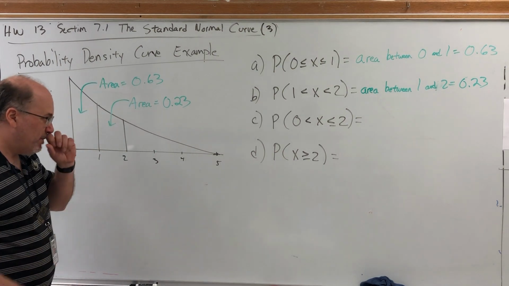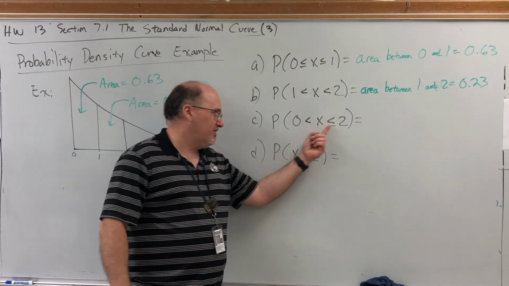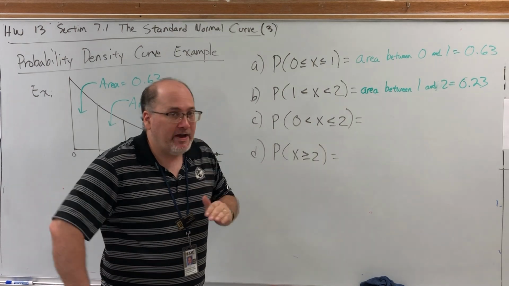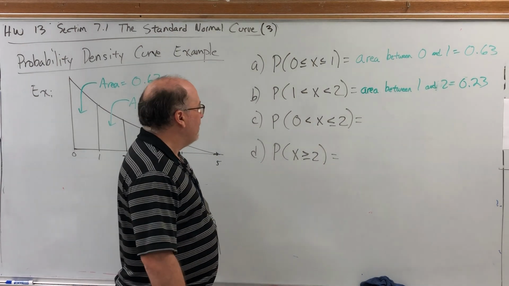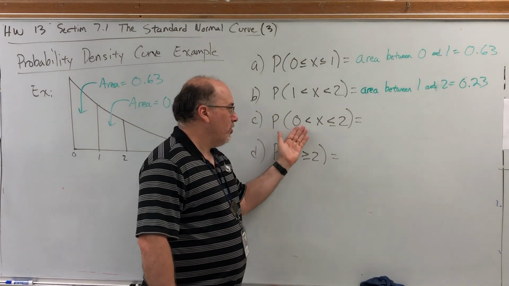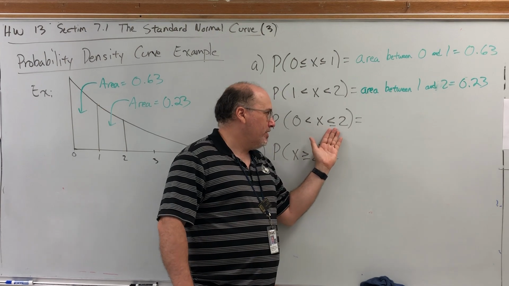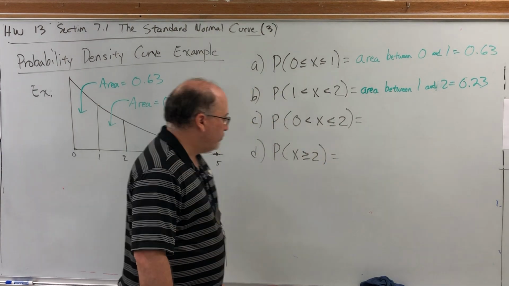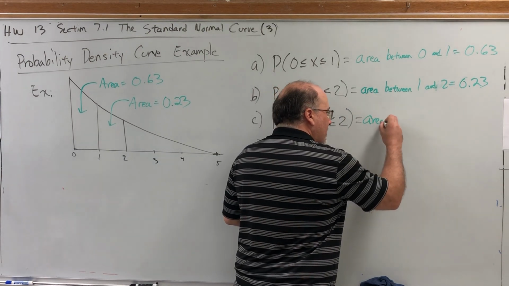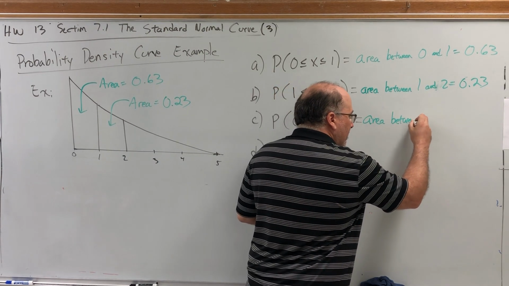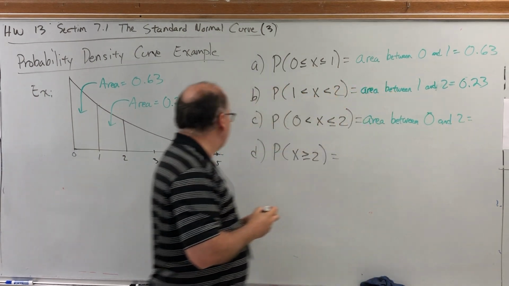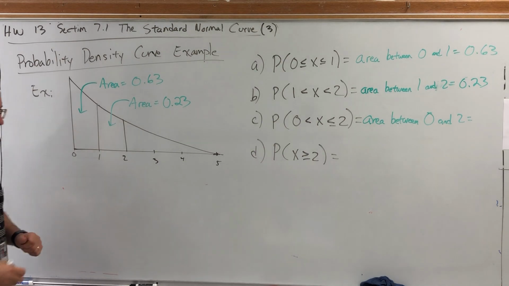What about part C? And again, you'll notice I'm mixing up the less thans versus the less than or equal tos to point out that it's irrelevant. The probability that 0 is less than x is less than or equal to 2 is equal to, well, again, it's an area. It's the area between 0 and 2. And in this case, it's the sum of these two areas.